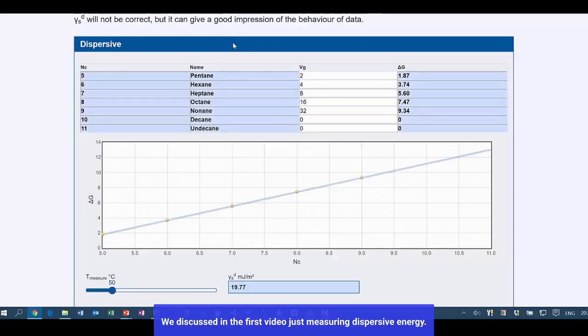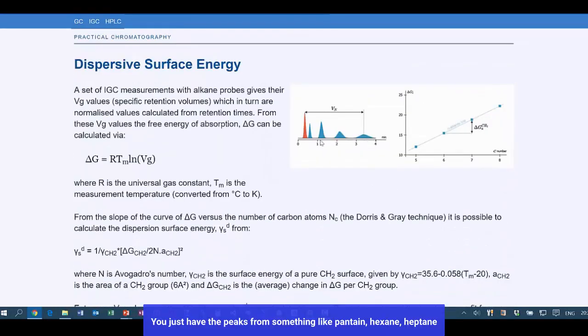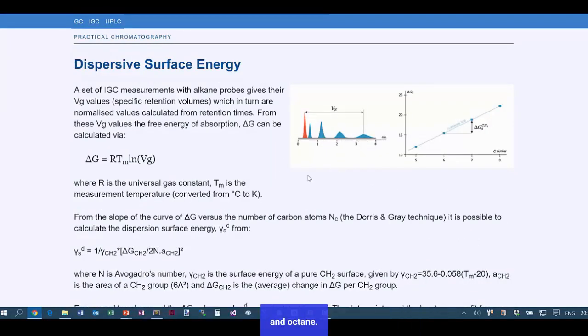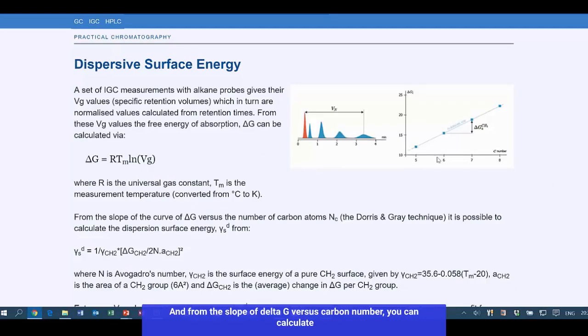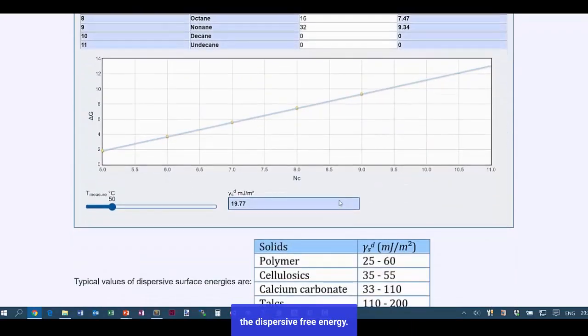We discussed in the first video just measuring dispersive energy. You just have the peaks from something like pentane, hexane, heptane, and octane, and from the slope of delta G versus carbon number, you can calculate the dispersive free energy.